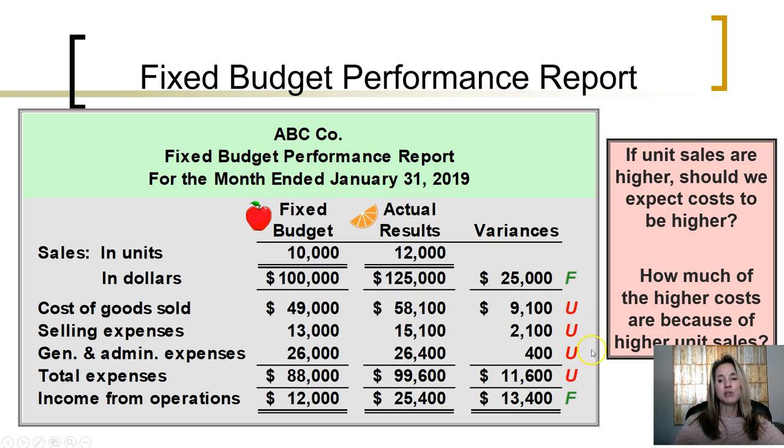But when we start to ask these questions, we wonder, well, if unit sales were higher than we had budgeted, shouldn't the cost be higher? And how much of these higher costs are because of our higher unit sales? Or how much of these costs are caused by the fact that our cost per unit was higher? Using a fixed budget, or the originally prepared budget that was prepared based on a level of sales or a level of activity different from what our actual results were, can lead to misleading variance analysis.